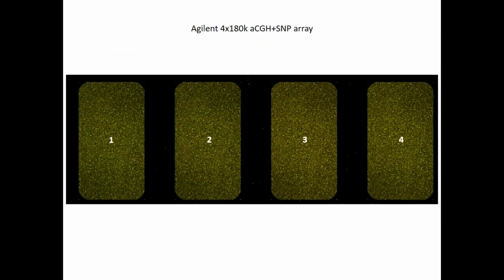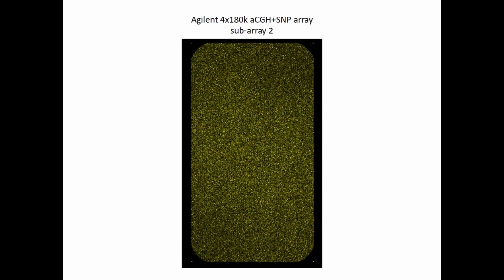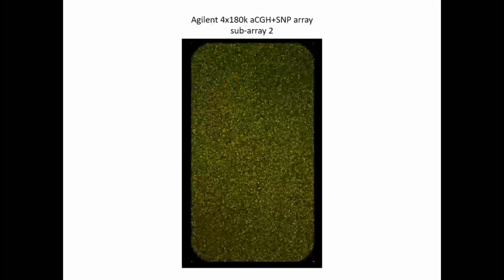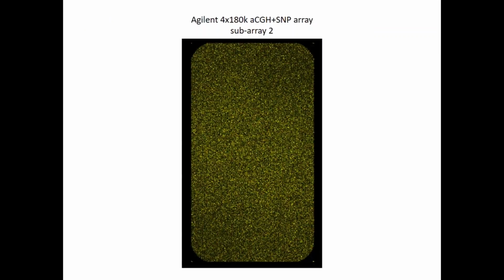So what do these arrays look like? This is what we use in the lab. It's an array from Agilent. It's called the 4x180K. It actually contains 4 subarrays. Each one of them contains 180,000 probes: 120,000 probes for CNVs and 60,000 probes for SNPs. The average spacing between the probes is approximately 25 kb within the backbone. And I'll explain what the backbone is in the second lecture.